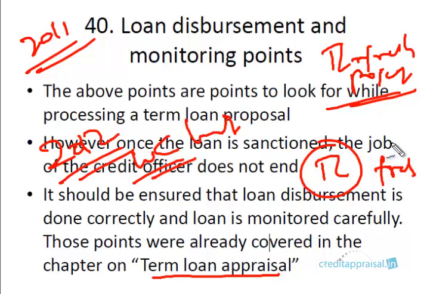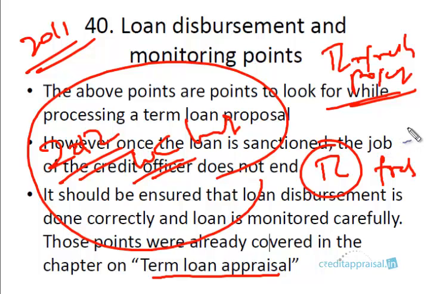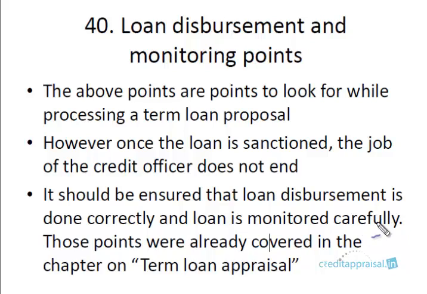Now your focus should not be only on the working capital limit. You should go back to last year's sanction and see how the company has utilized the sanctioned term loan amount. Whether the loan was fully disbursed, whether the margin was fully brought in, whether the project was completed, whether there are any pending issues. So we are going to do those sort of things. We are going to look at that in the next chapter.